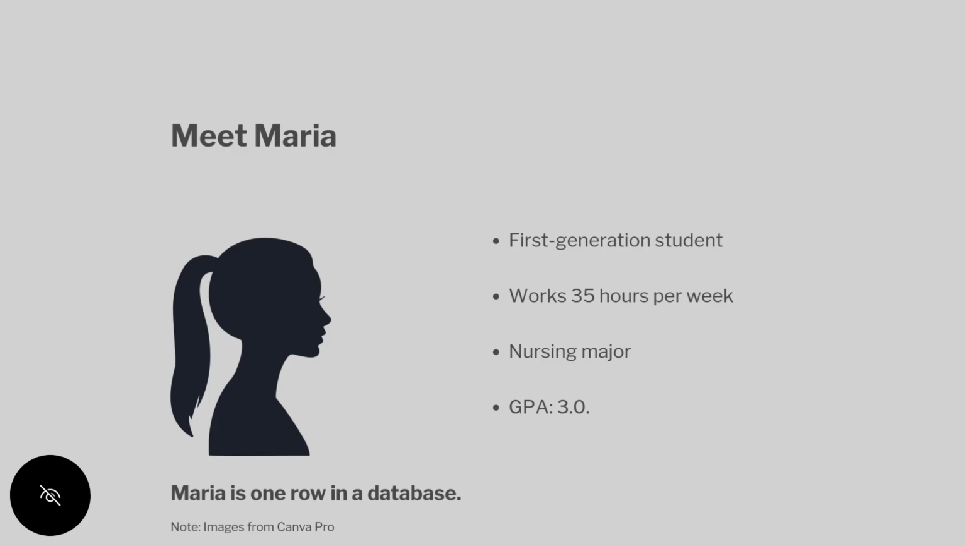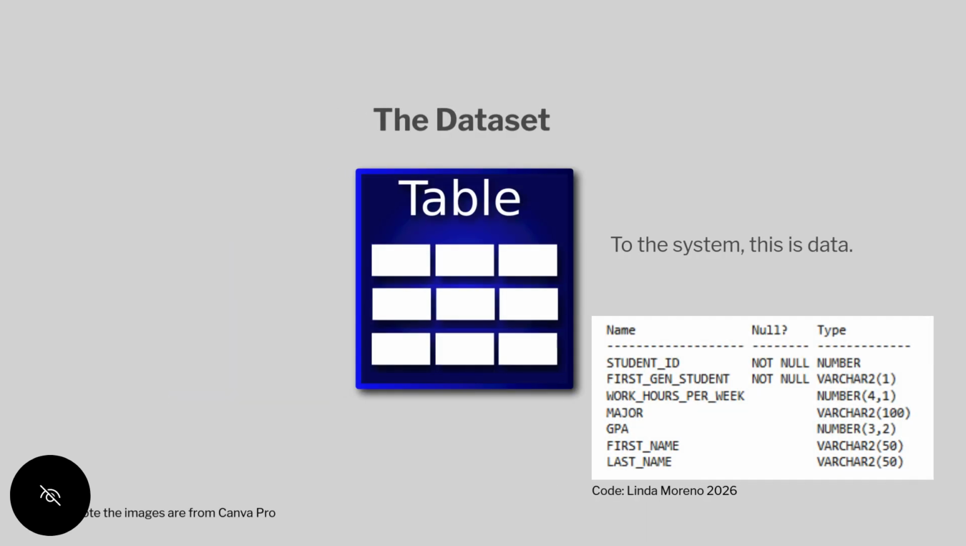So, let's meet Maria. She is one row in a database. She's a first generation student. She works 34 hours per week. She's a nursing major and she has a GPA of 3.0. This is the data set. This is a table. To the system, this is data.